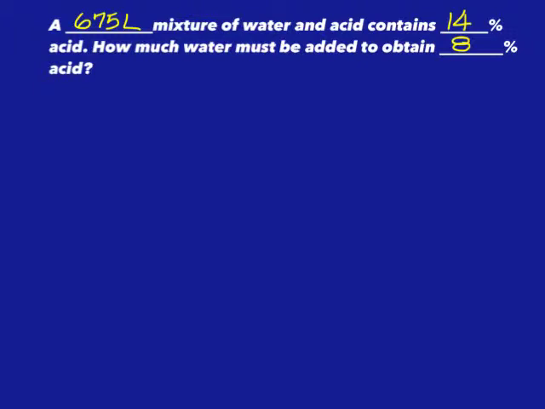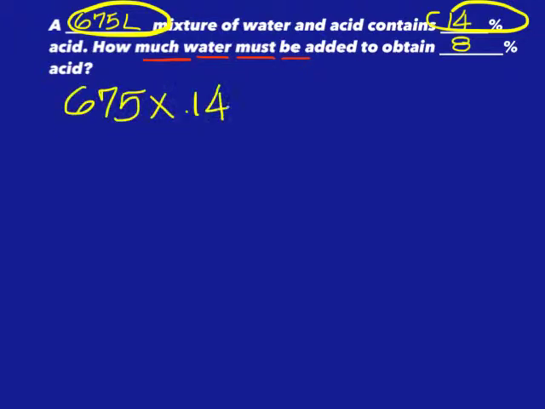A 675 liter mixture of water and acid contains 14% acid. How much water must be added to obtain 8% acid? We have to figure out how much water must be added in order to get an 8% mixture when you start with 675 liters of water and acid, and 14% of it is acid. So start with 675 times 0.14. That will give you the number of liters of acid that are in the mixture, and that comes out to be 94.5.